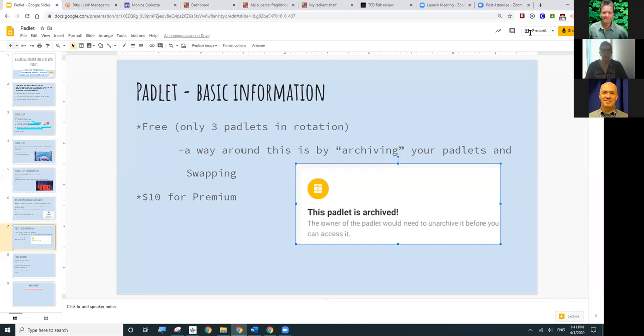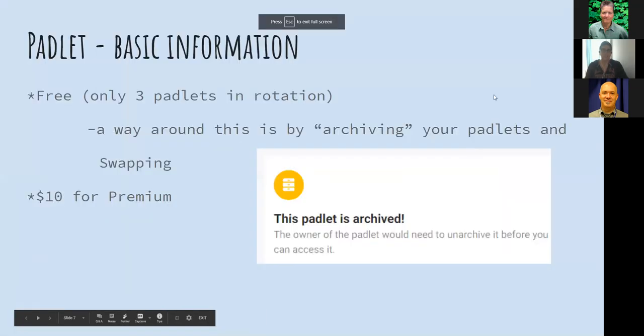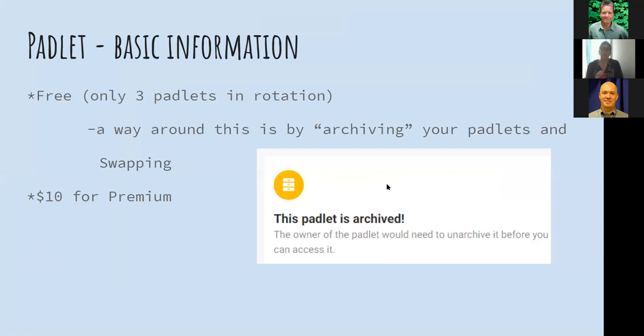So if a student accesses one of your Padlets that is archived, they will see this message, all right? And they cannot make modifications to it. You can, but they will not be able to add posts. All right, so it's $10 for premium. I figured if I'm going to be using it a lot this term, might as well pay 10 bucks this month for it. So I'm enjoying it so far.